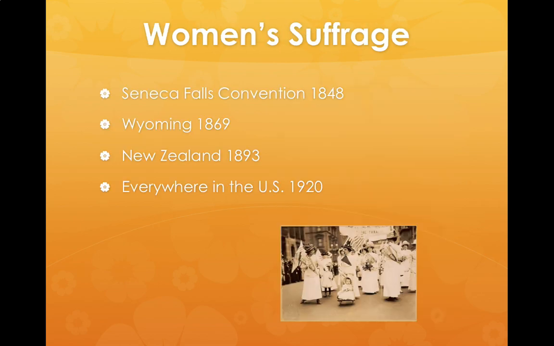Then, obviously, half of our population, or actually more than half of our population, are women. And women's suffrage saw a very, very long fight. It began at a convention in Seneca Falls, New York in 1848. This is before the Civil War. Women got together and discussed how it was not right that they did not have the right to vote.